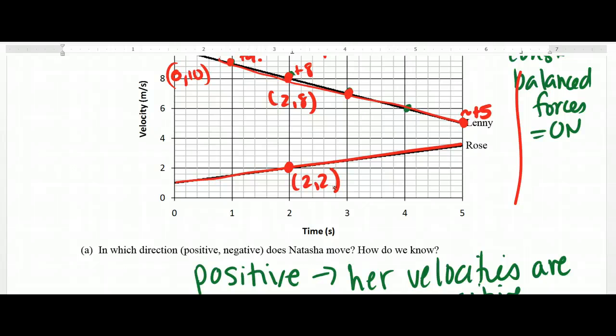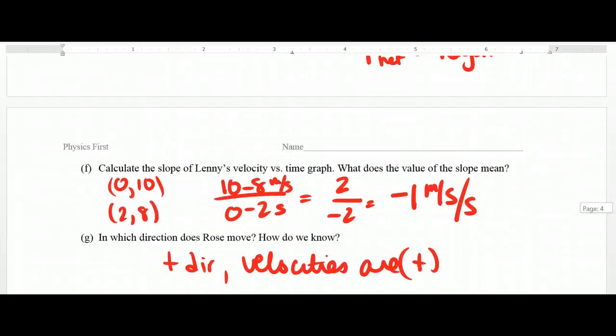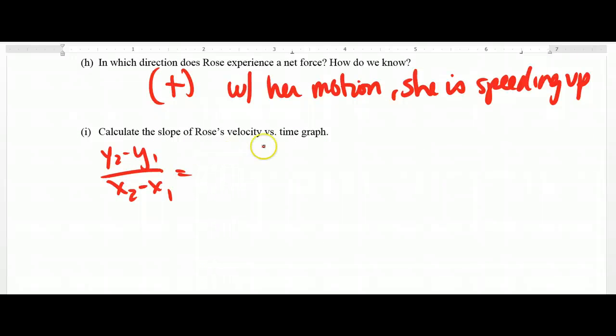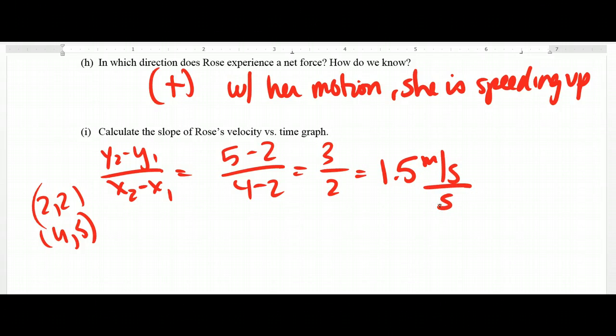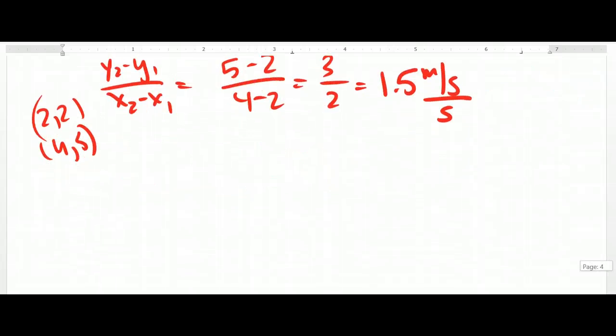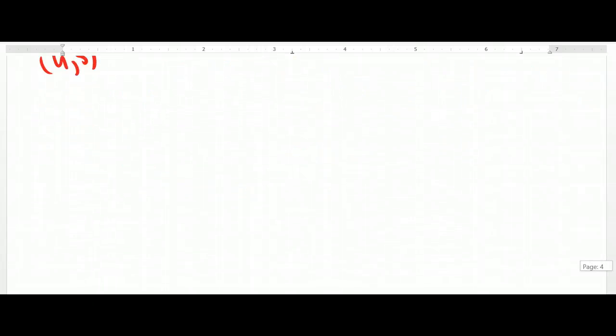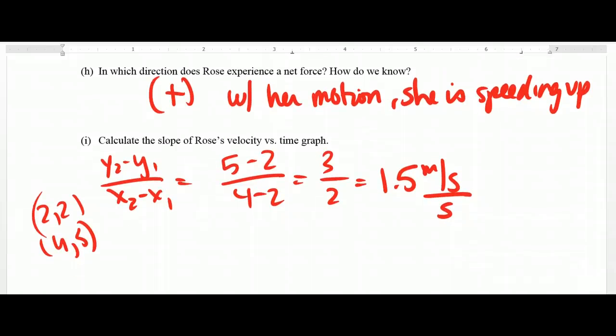Okay, so then we want to pick another point. We'll pick here. That's about 4, 5, looks like. So our slope there, if we have 2, 2 and 4, 5, we'll take 5 minus 2 over 4 minus 2, which gives us 3 over 2. So 1.5 meters per second per second. So what that tells us is that Rose is speeding up 1.5 meters per second each second. And that is the rest of it. So as you study for your test, review those velocity versus time graphs.